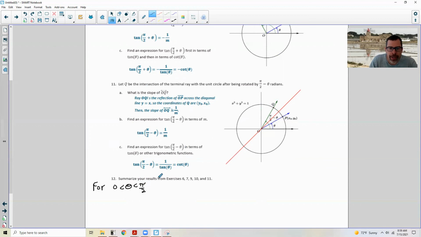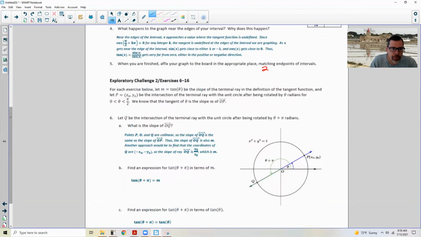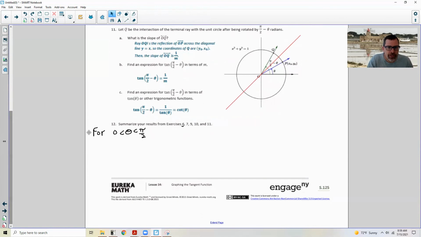Well, we're going to go back to exercise 6, which is here, and we're going to look at part C. And this is the summary. We found out that the tangent of theta plus pi is equal to the tangent of theta. So I'm going to copy that and bring it back to our summary page, and I'm going to paste it right here. All right, so there's number 6. We're summarizing. So that's what we found out in 6.